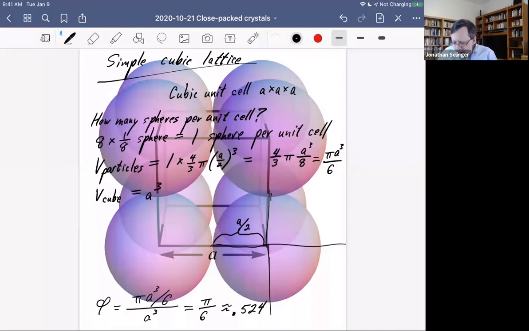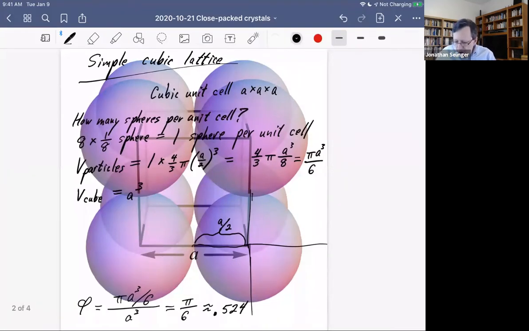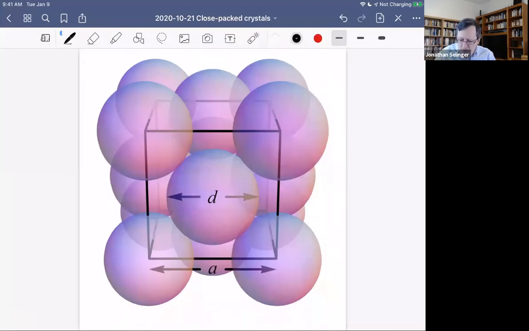So can we do better than that? And the answer is yes, we can. So here is an example of a structure where we can do better. This is a face-centered cubic, or FCC lattice.